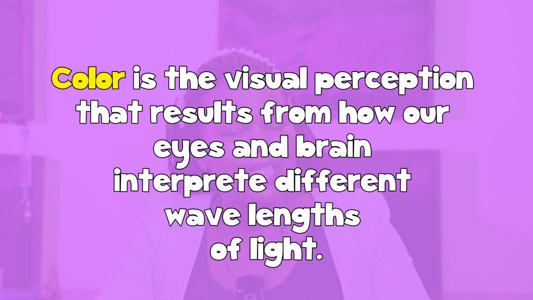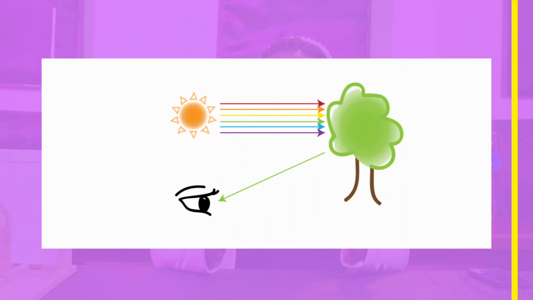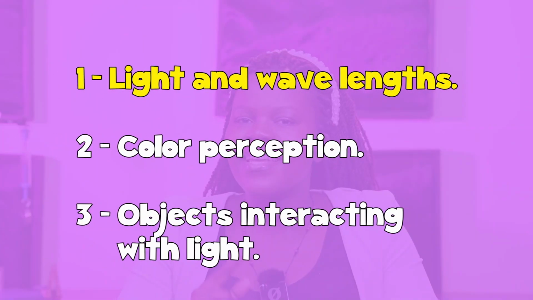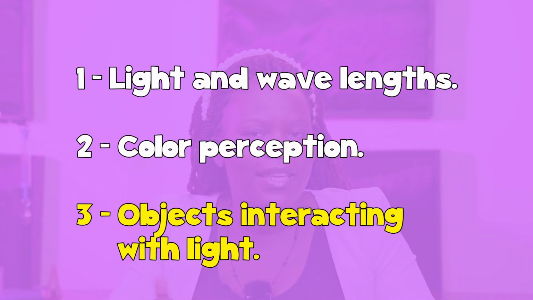Color is the visual perception that results from how our eyes and brain interpret different wavelengths of light. When light hits an object, some of it is absorbed and the rest is reflected. The reflected light enters our eyes and our brain processes this information to produce the sensation of color. So how does color vision work? Well, it works in three ways, and these are light and wavelength, color perception, and objects interacting with light. Now, let's look at each in detail.